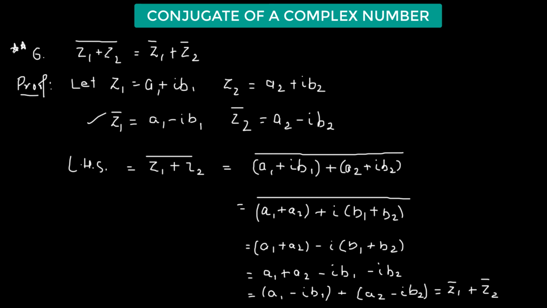So that means when we have two complex numbers, we add them and take the conjugate. This is equivalent to saying that we first find out the conjugate of each of them and then add each other. That will give us the same result.